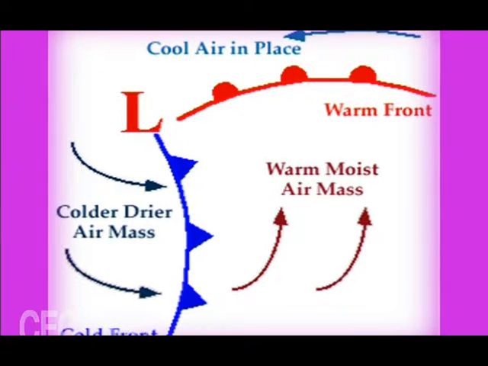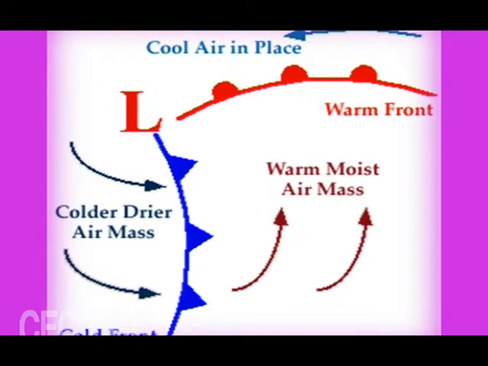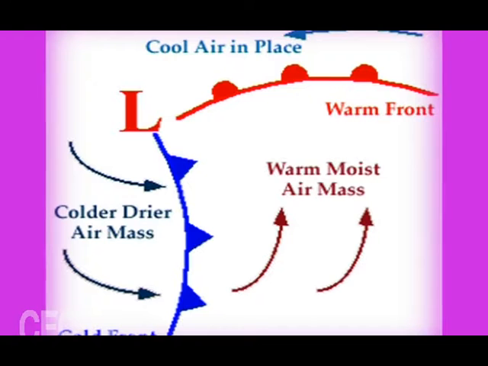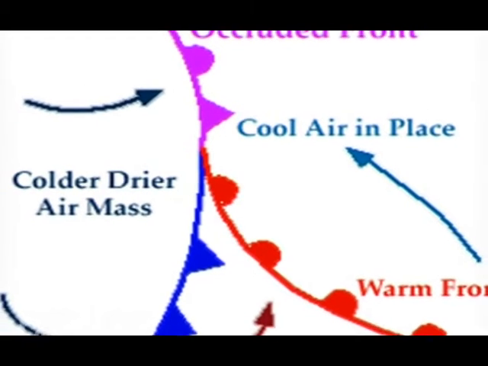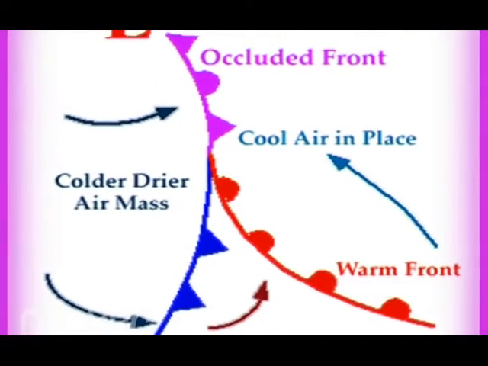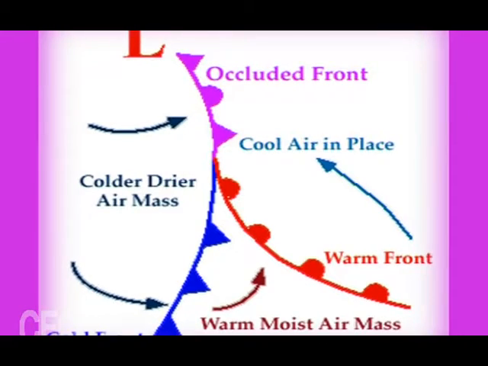In the case of a warm front, both the warm advancing air and the cold retreating air are moving in the same direction. As warm air glides up and over cold surface air, the clouds tend to be layered.